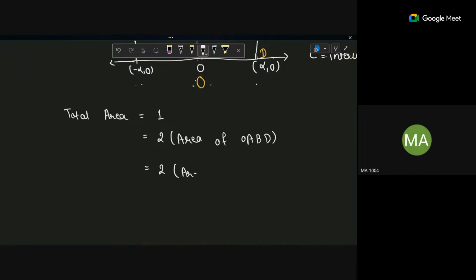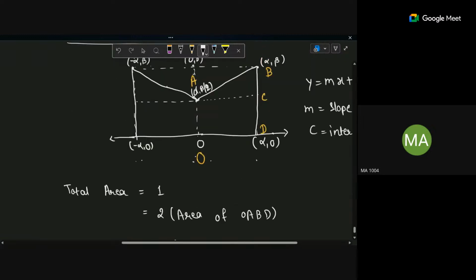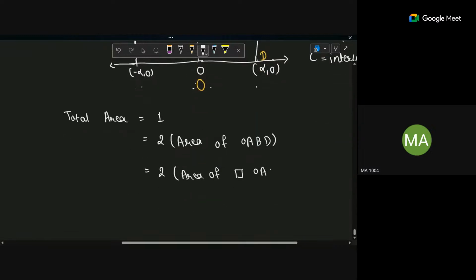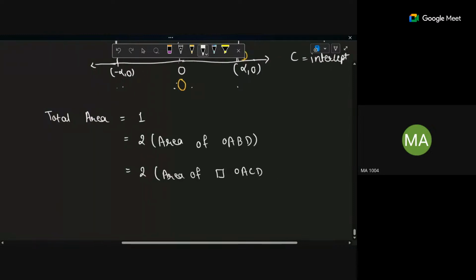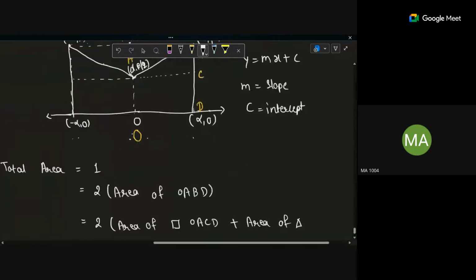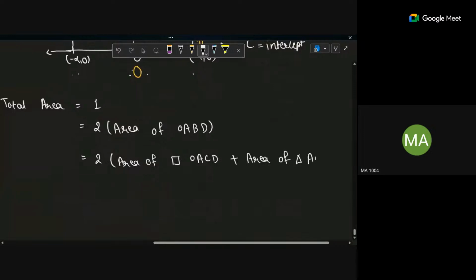Area of your rectangle. What's the rectangle there? OACD, right? Area of rectangle OACD plus area of triangle. What triangle? ABC. So what's the area of rectangle OACD here?